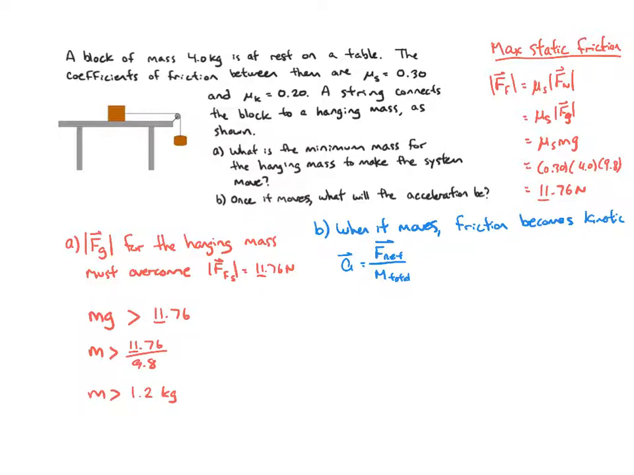All right, the net force. So I'm going to switch to magnitude mode now. The magnitude of the net force is going to be the force of gravity of the hanging mass. This is getting messy here. The force of gravity of the hanging mass, take away the force of friction, but now it's kinetic friction, of the block.